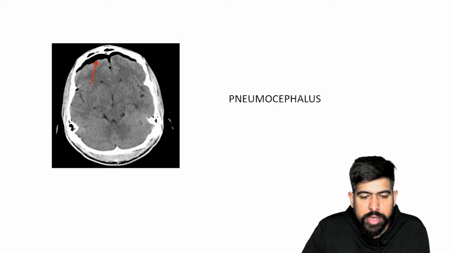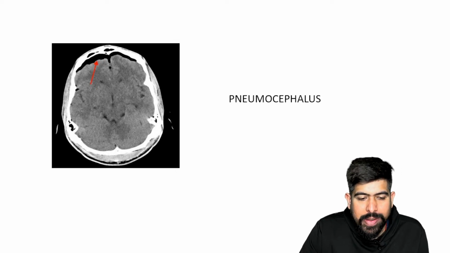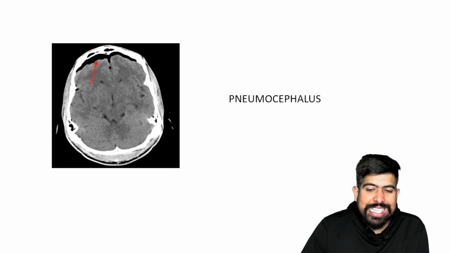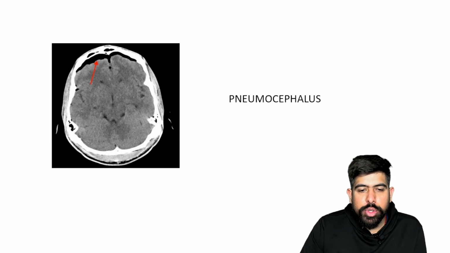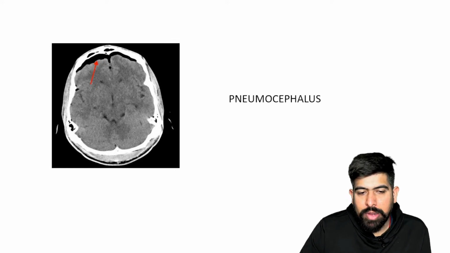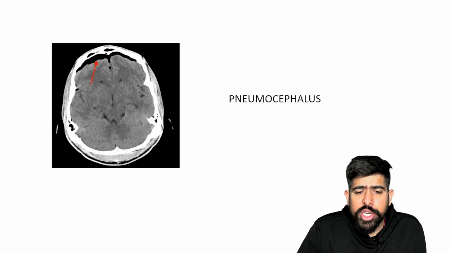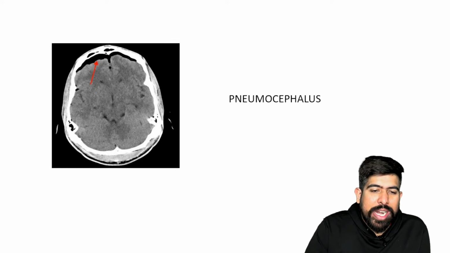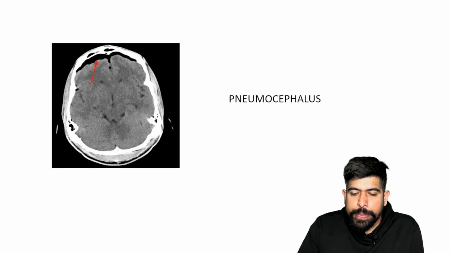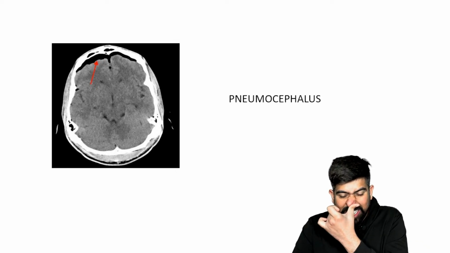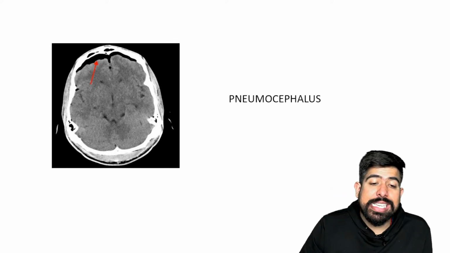CNS images are more important, as nowadays they ask about the CTs. So the CT I'm going to show you here is pneumosyphilis. What is the CT of this? This is a case of pneumosyphilis. Guys, what does pneumosyphilis mean? Can you find this air seen in the brain? Can you find this black air seen on the CT?